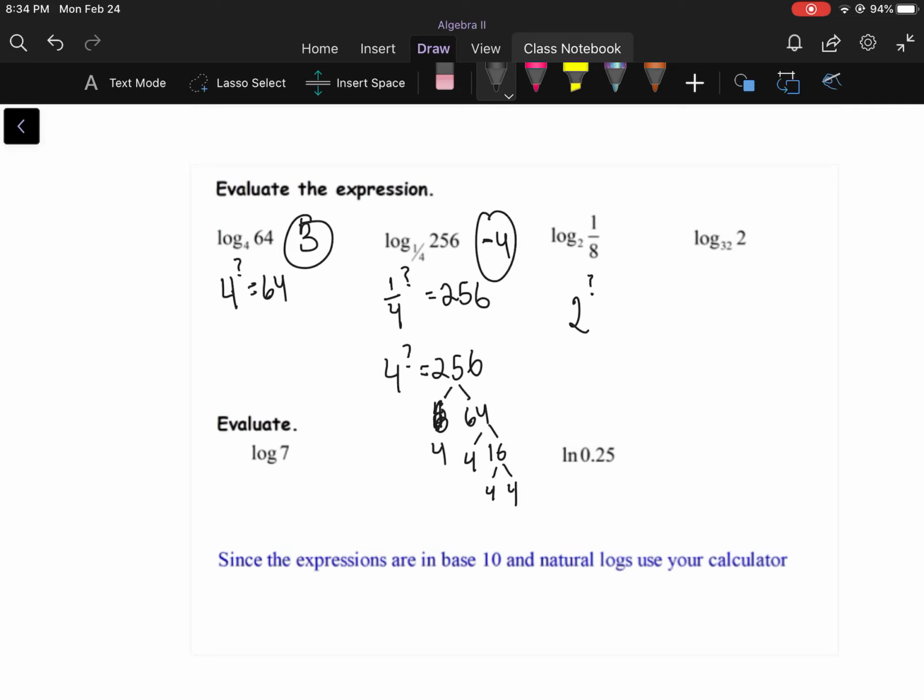Okay. 2 to what power gives you 1/8? Again, got to be a negative exponent. Okay, and that flips over to give you 8. So it's got to be negative 3.